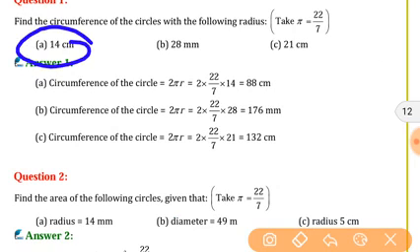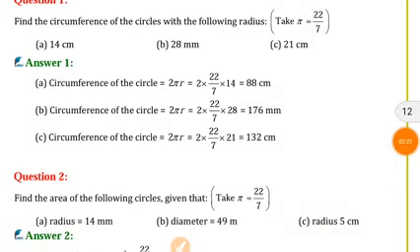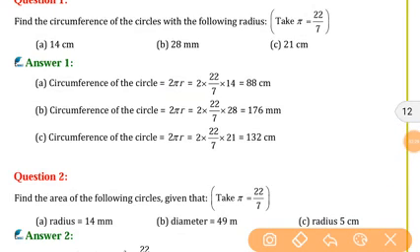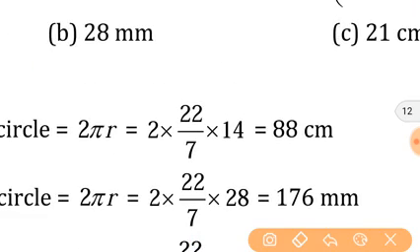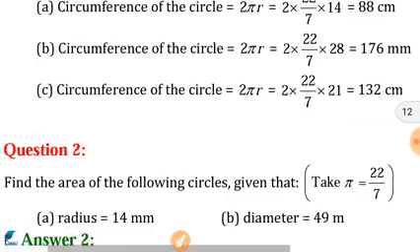First question: find the circumference of a circle with radius r, 14 centimeter. Circumference of a circle is equal to 2 pi r, that means 2 into pi into r. When there is no sign between the terms, it means it is a product. So 2 into 22 by 7 into 14. Simplify: 7 ones are 7, 7 twos are 14. So 2 twos are 4, 4 twenty-twos are 88 centimeter. In the same way you can do the others.